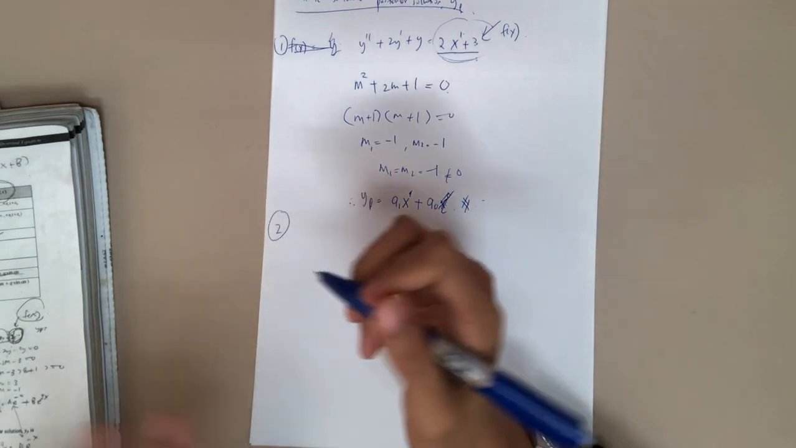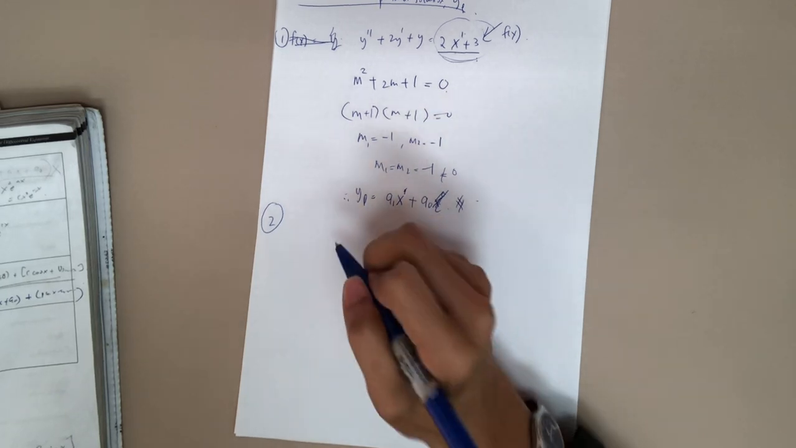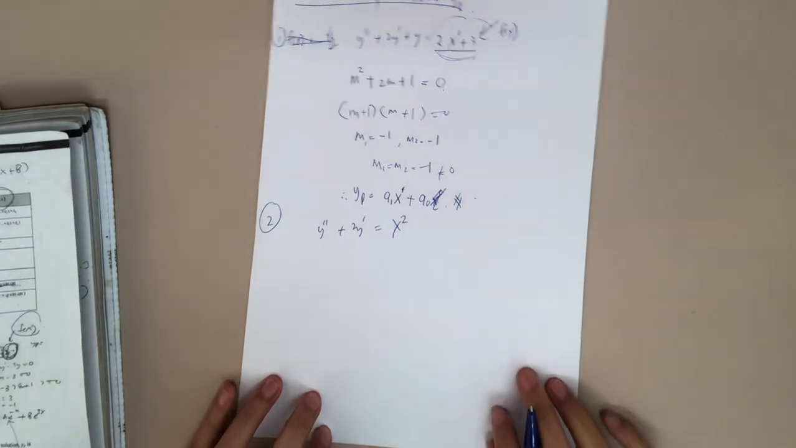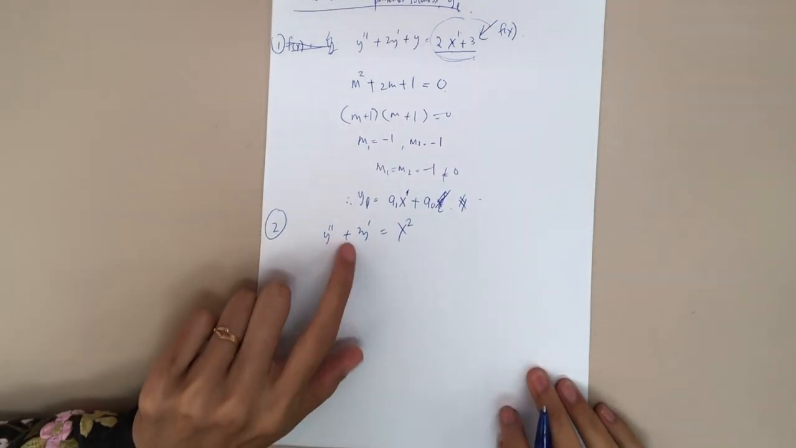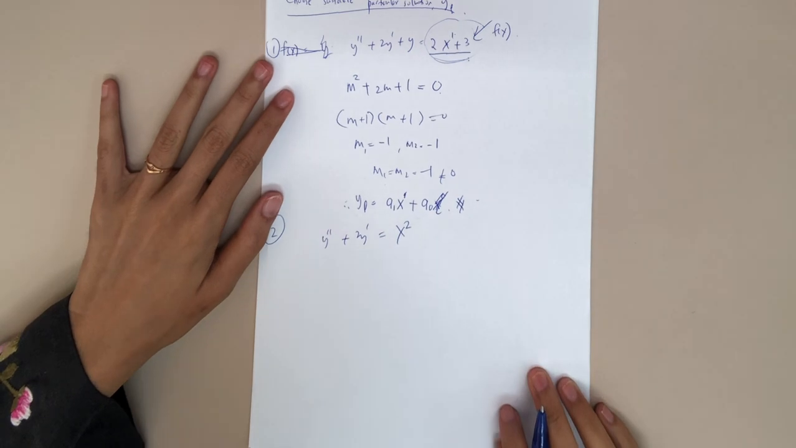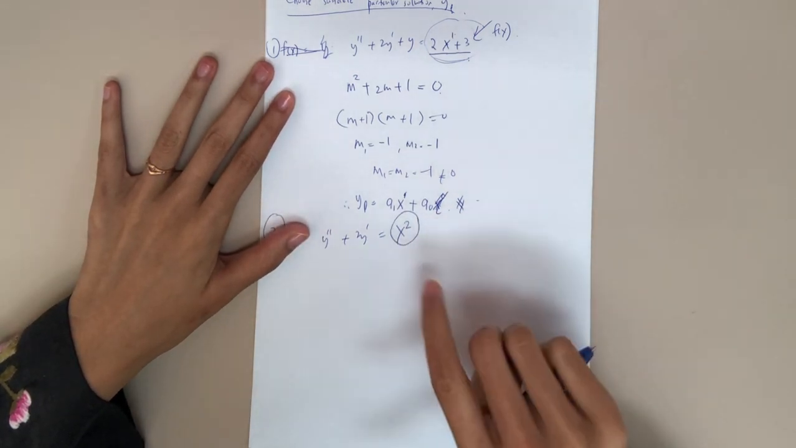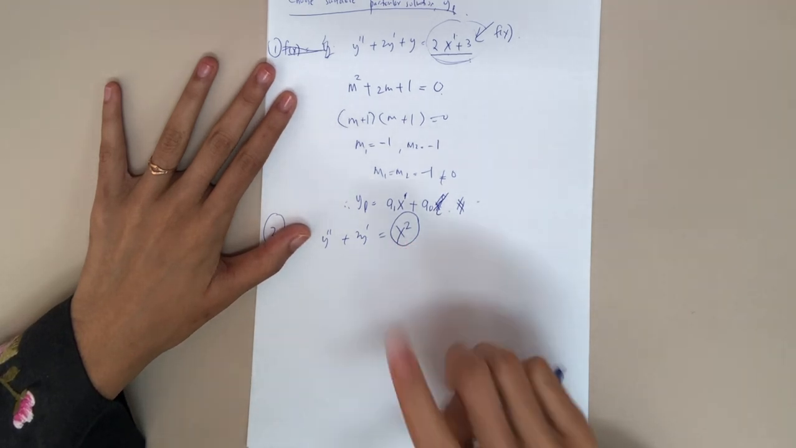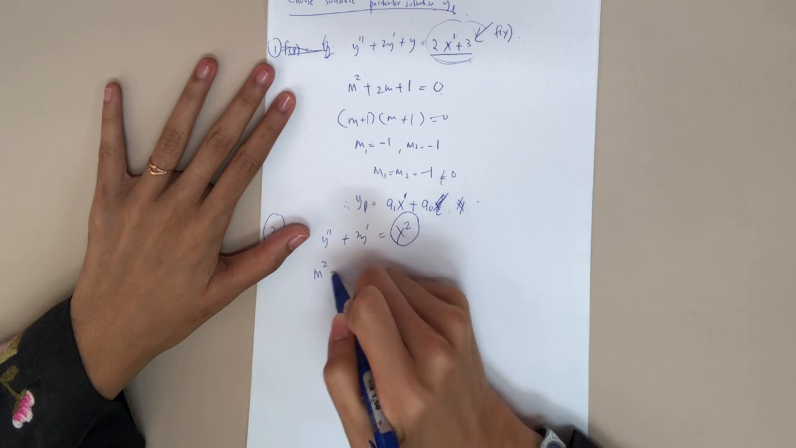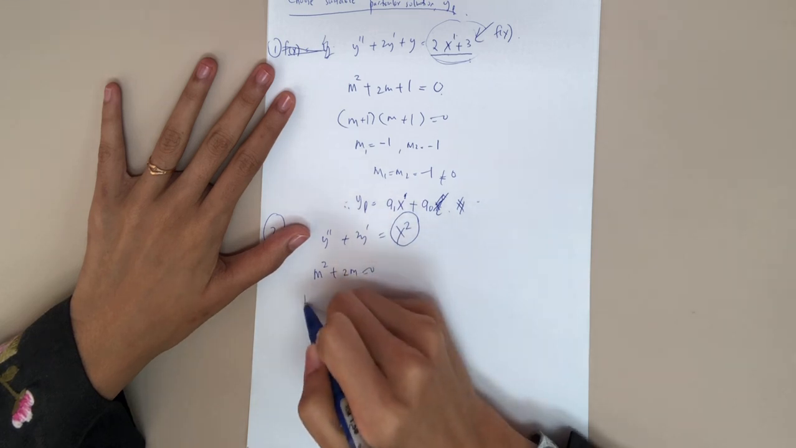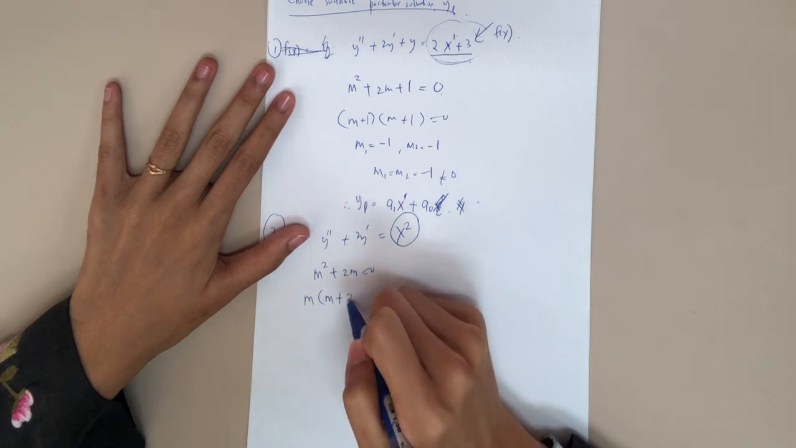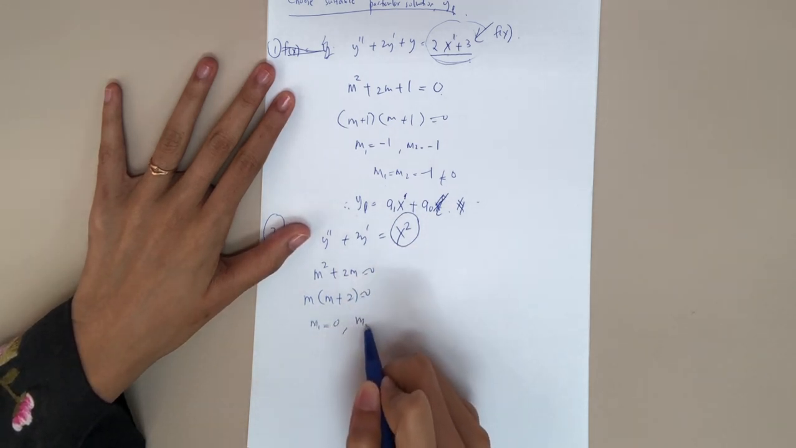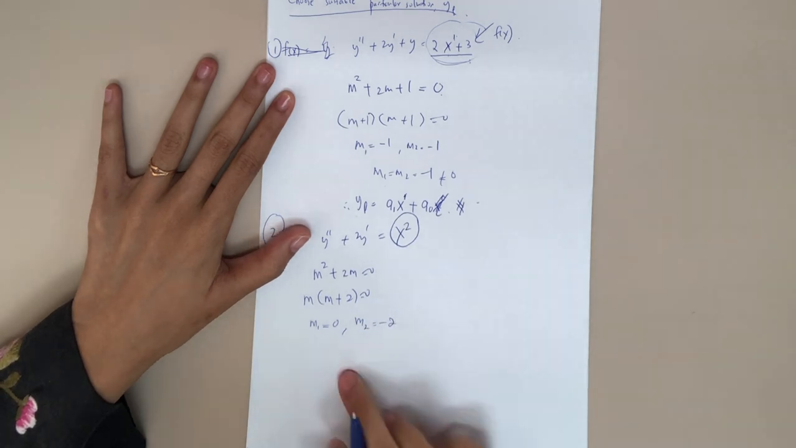Okay, I'll give you another example. Let's say you have y double prime plus 2y prime equal to x squared. So this is your f(x), and again, this is a polynomial. You find your characteristic equation first. So this is m factorized, m(m plus 2) equal to 0. Therefore, the first m is equal to 0 and the second m is equal to negative 2.